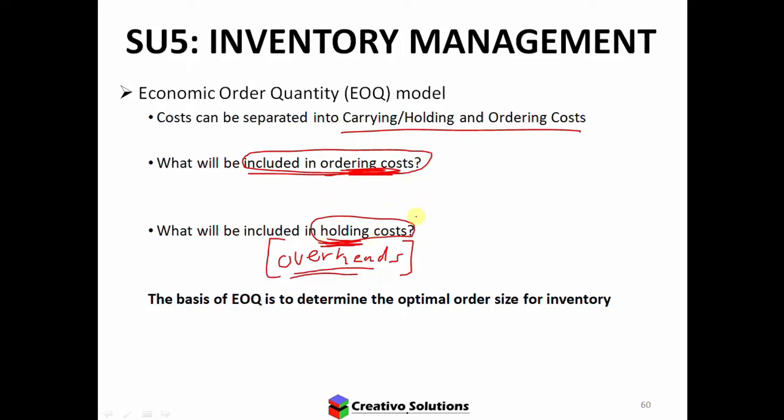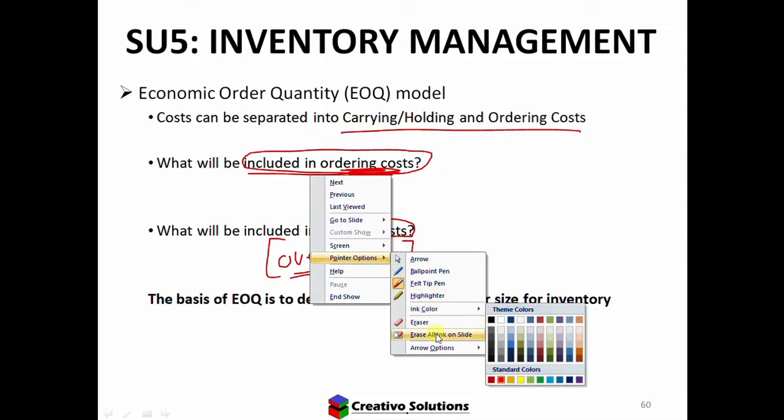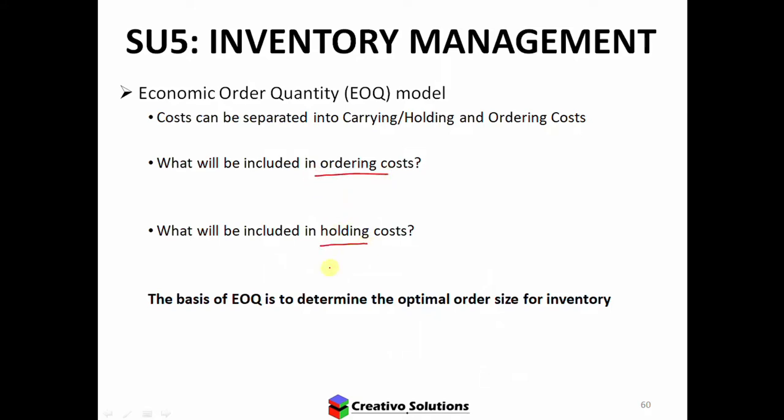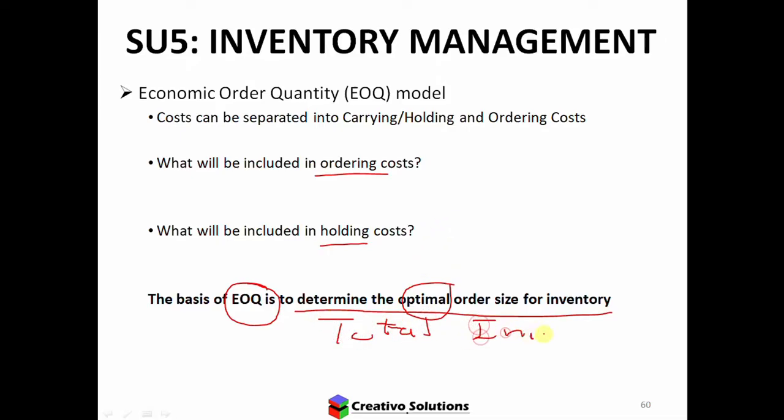This is just a discussion from the textbook. You'll be given the ordering cost and the holding cost in a question. Okay, UNISA will provide you with those measures. You need to now look at the relationship between the two, ordering and holding. The basis of EOQ is to determine the optimal order size for inventory. Right, what do I mean by optimal? Well, I want to reduce the total inventory costs as much as possible. That's what EOQ does. EOQ stands for economic order quantity.